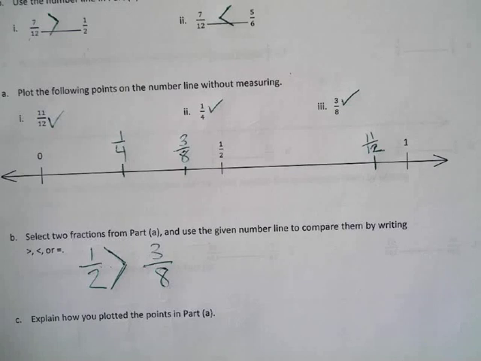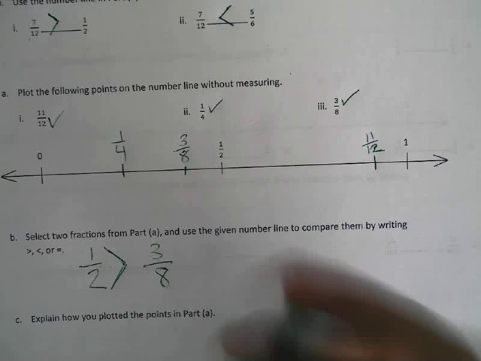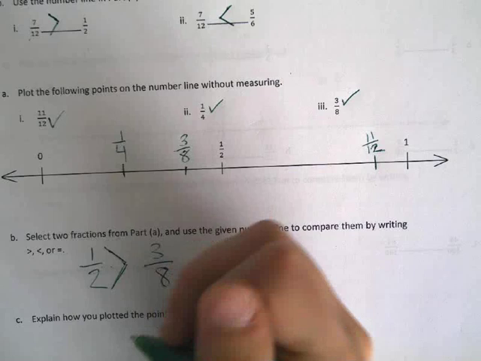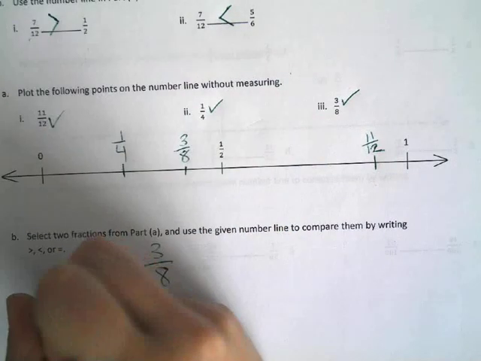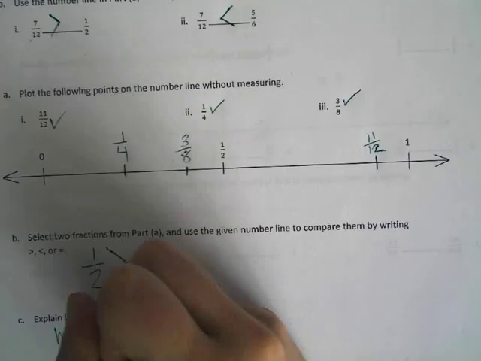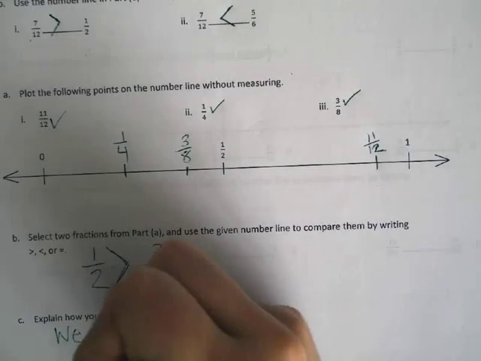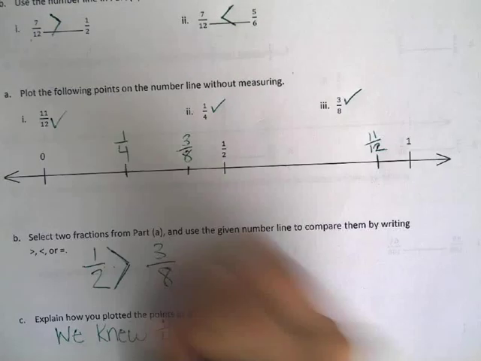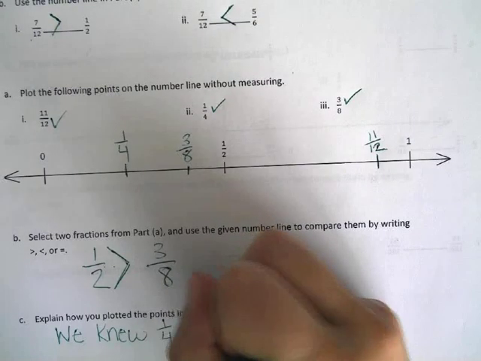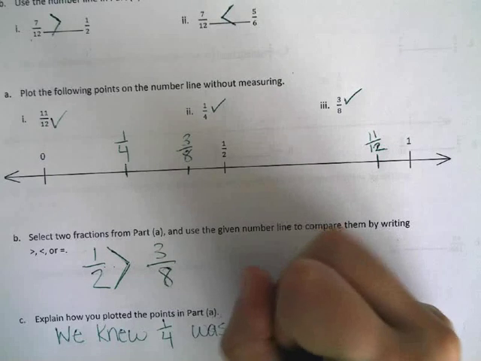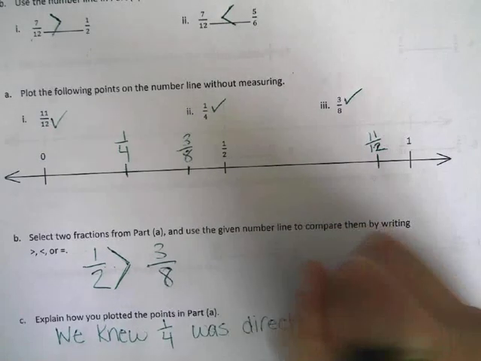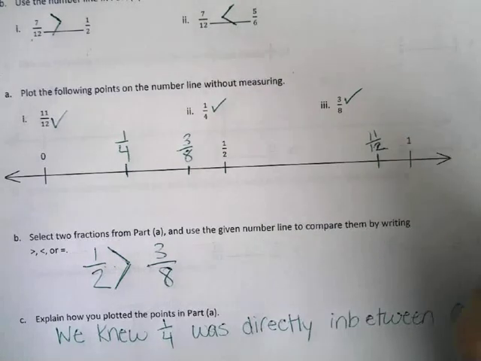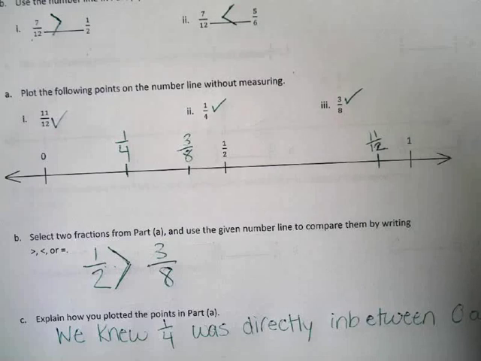Aiden? We knew that 1/4 is going to be less than a half because 2/4 would be a half. 1/4 is right in the middle of 0 and 1. Yeah, so can we say we knew 1/4 was directly between 0 and a half? You guys agree? So we knew 1/4 was directly in between 0 and a half.